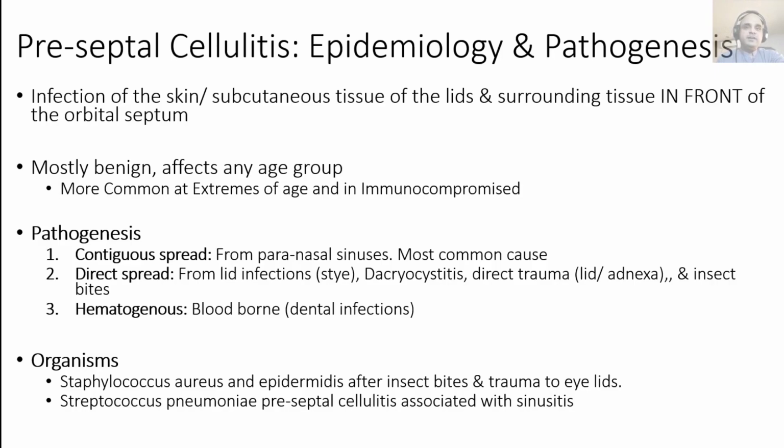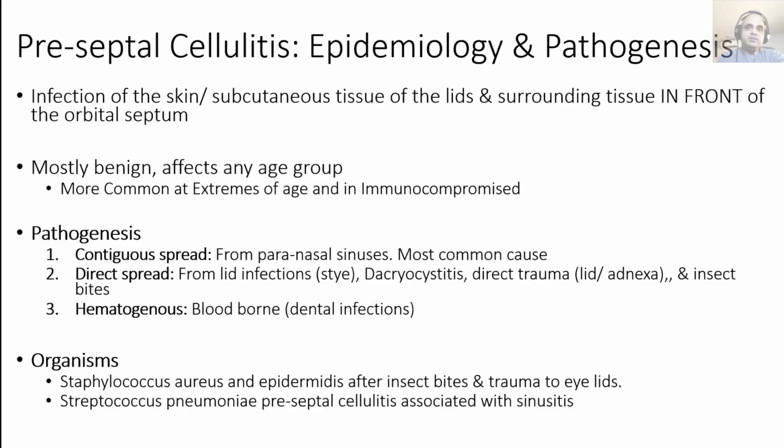The other way is a direct spread. A direct spread is something that is affecting directly your lids or these structures surrounding the lids in front of the orbital septum, which would include a stye, insect bites, acute dacryocystitis, direct trauma, which introduces infectious pathogens to the lid or the adnexal tissue. And all of these can cause a pre-septal cellulitis.